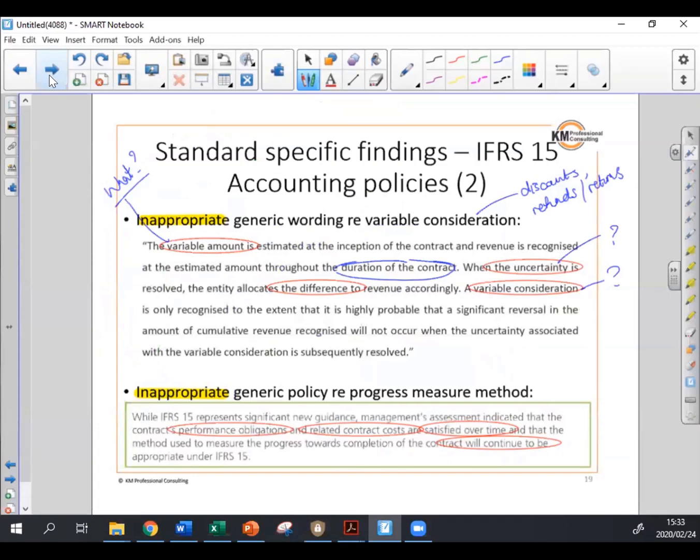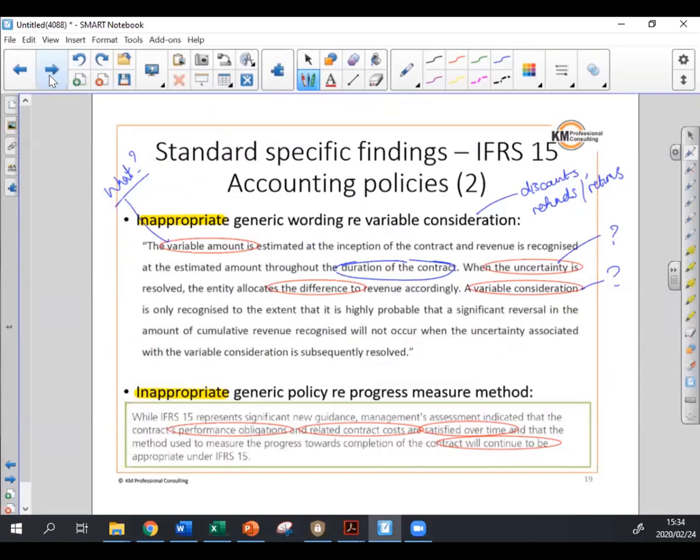When we look at the second bullet, an inappropriate generic policy based on progress measure, this is more common than you think. This is where, in this case specifically, it's an over a period of time revenue stream. It's not clear what it is. The policy that they included was, while IFRS 15 represents significant new guidance, management's assessment indicated that the contract performance obligations and related contract costs, what are they? What is the PO? What are the promises, first of all, in the contract?